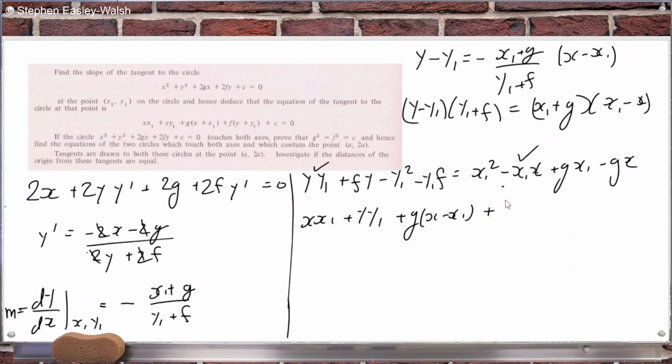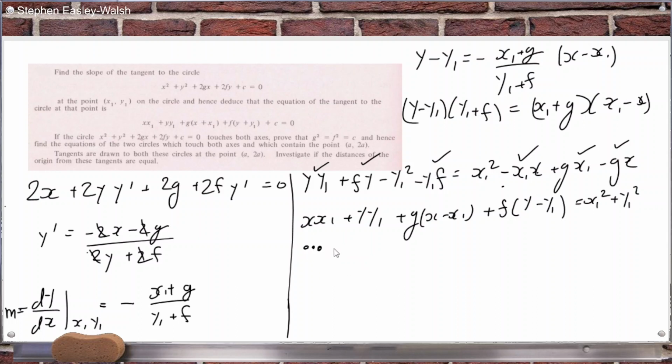Plus f times y minus y1. Yeah, okay. No, not actually a sign mistake. Equals x1 squared plus y1 squared. I won't write everything down again on the left, just write dot dot dot.